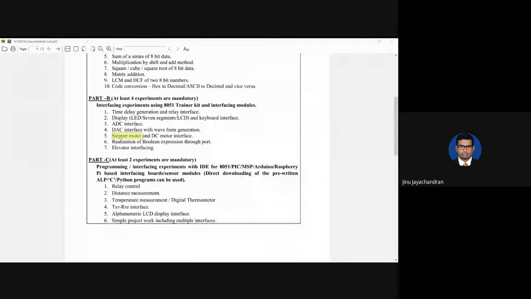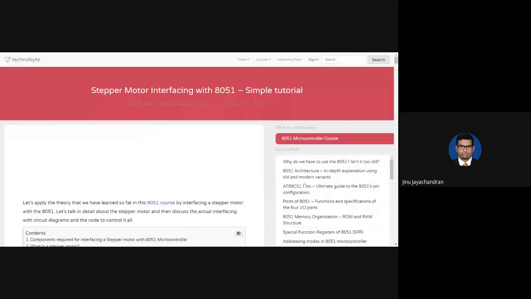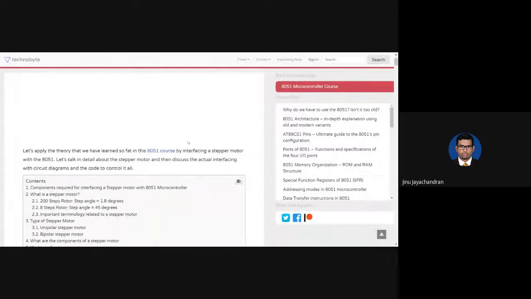Okay. Fine. So let me just show you the interfacing with the stepper motor. This is the website which I am referring to. It's called Technobyte. I think it's pretty neatly described: stepper motor interfacing with 8051.